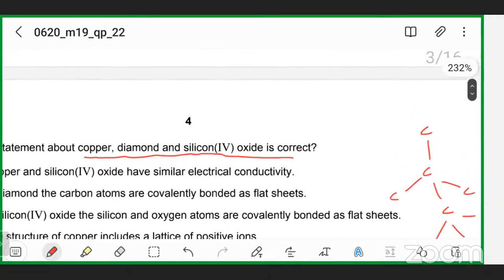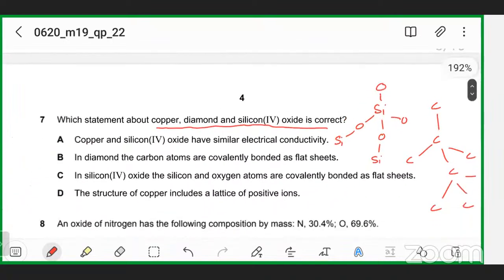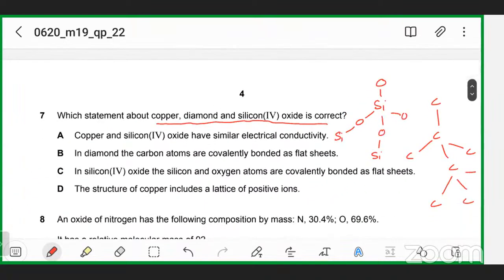Silicon 4 oxide कैसा होता है? Silicon 4 oxide is like this: one Si bonded to four oxygens. And then those oxygens are further bonded to silicons, which are then again bonded to four other oxygens. So वो भी giant structure होता है. That's similar to diamond. So they're both giant covalent and they are not conductors. ठीक है? तो silicon 4 oxide conduct नहीं करता. तो कौन सा सही है?